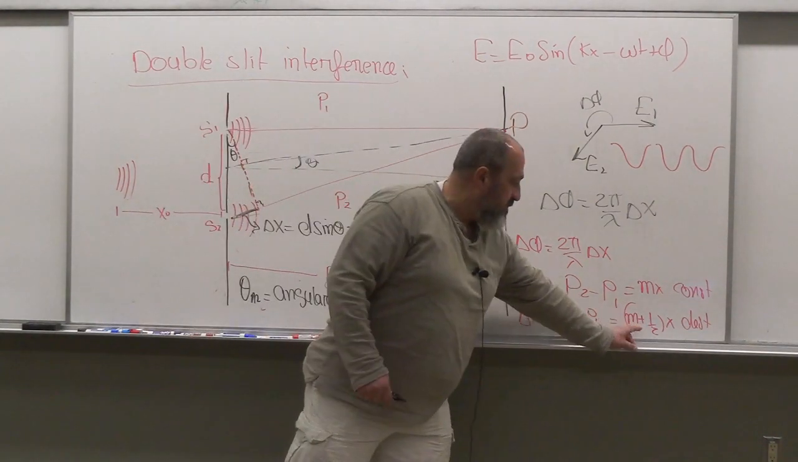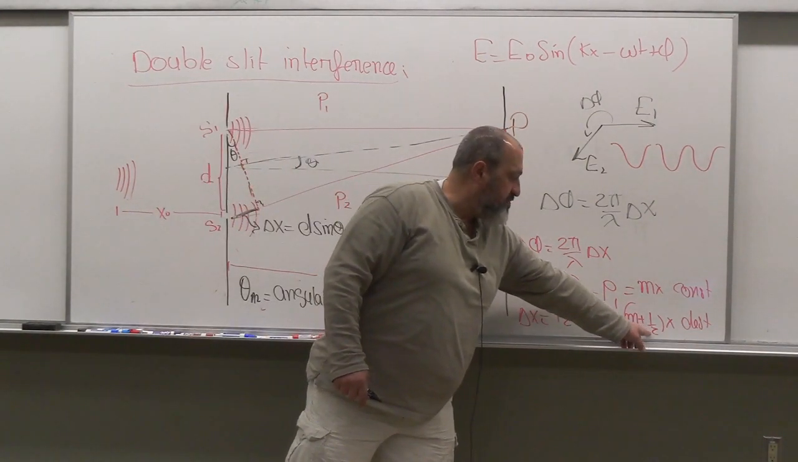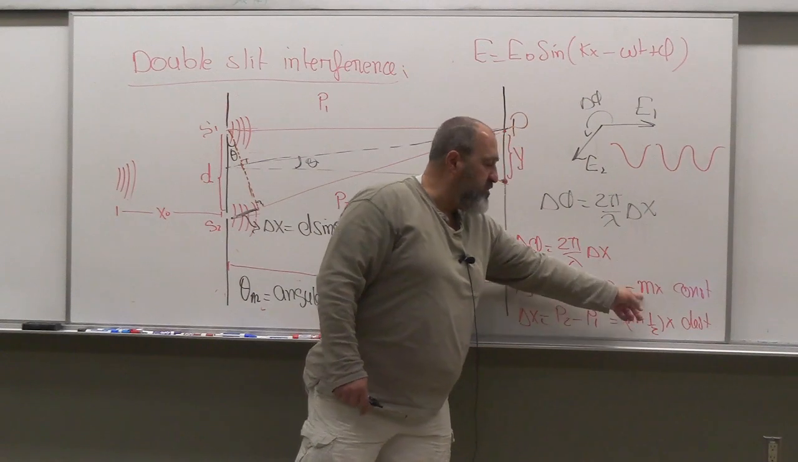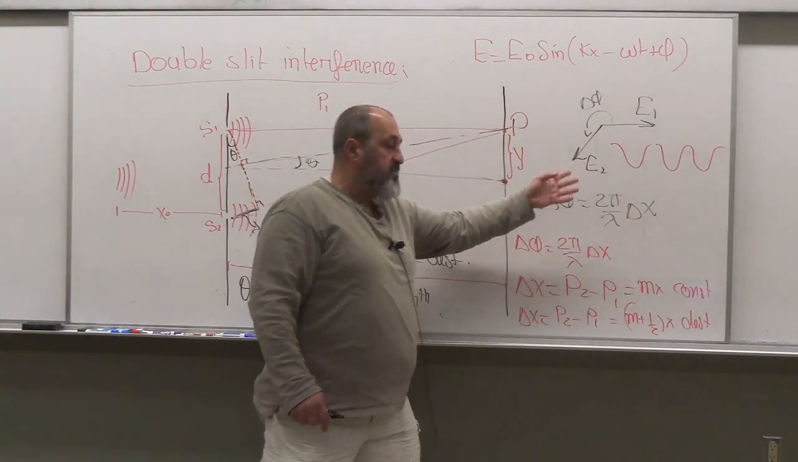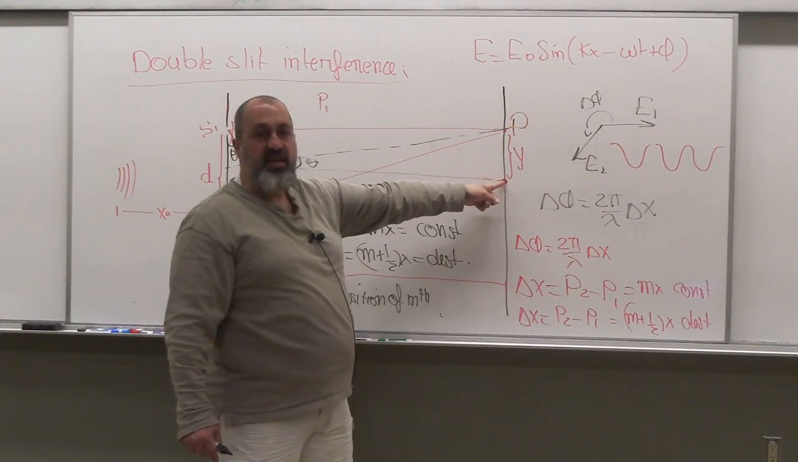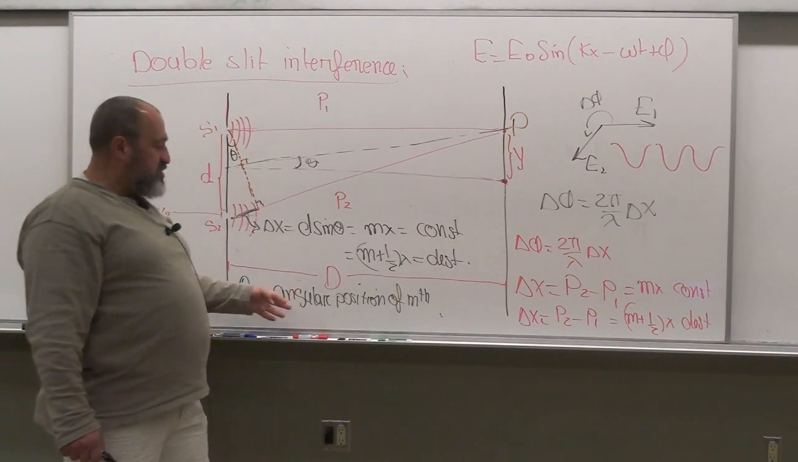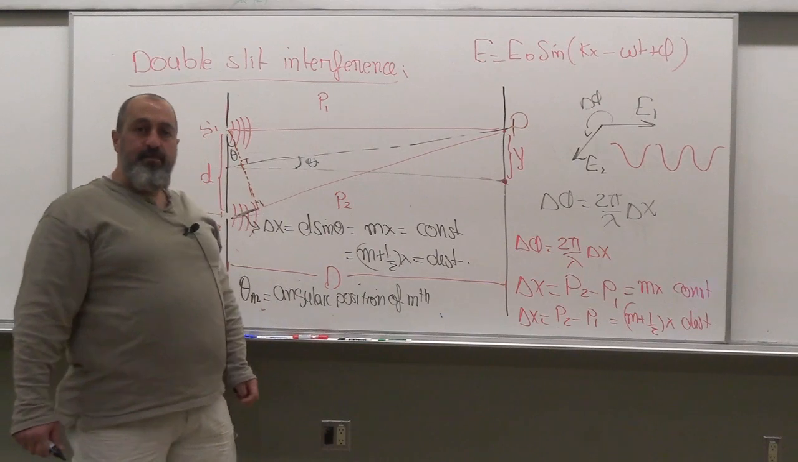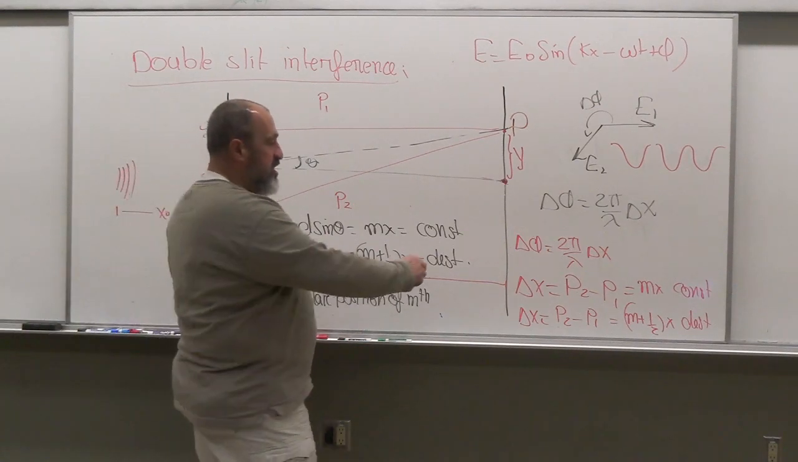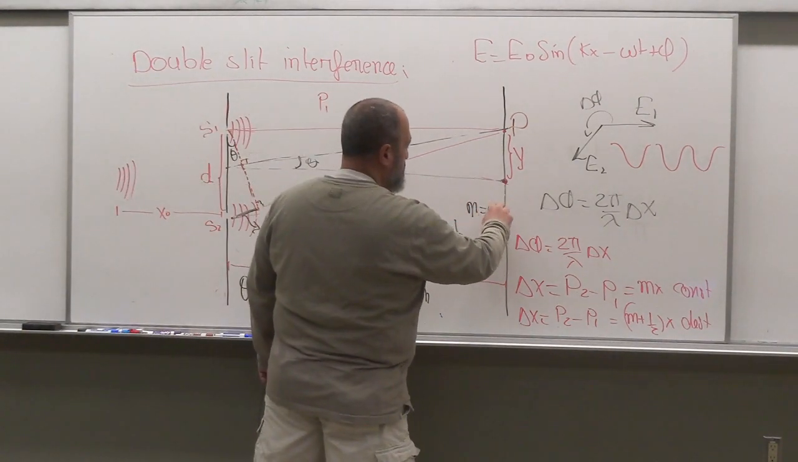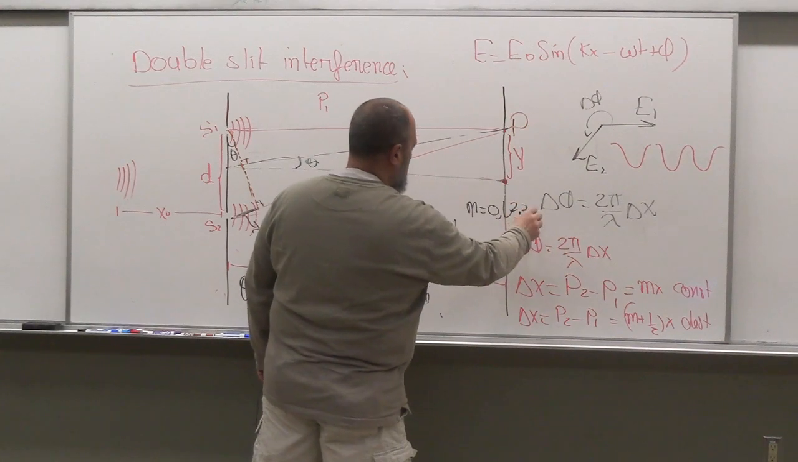At m equals 0, we have the first destructive interference. What is m equals 0 on the screen? M equals 0 is here. So what is theta? What angle corresponds to the position of the mth maximum? Again, m starts at 0. M equals 0, 1, 2, 3, and so on and so forth.